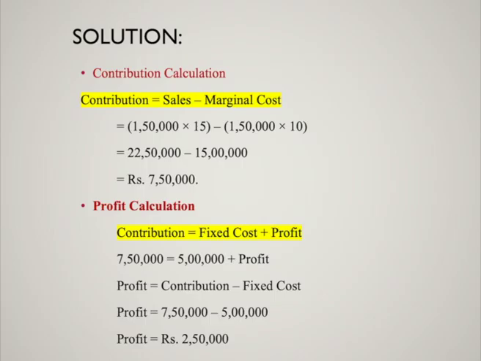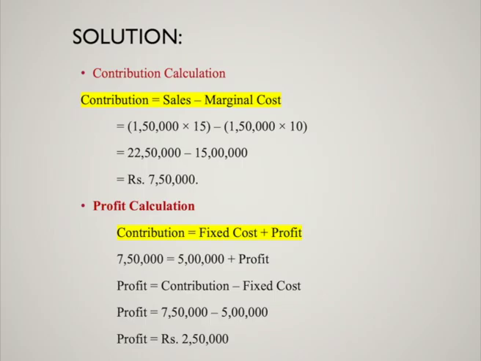So, now I will take 1,50,000 units into 15 rupees per unit, minus the same 1,50,000 units into 10 rupees of the variable cost per unit. Total sales are 22,50,000 minus 15 lakhs of the variable cost. The remaining difference amount, that is 7,50,000, is called the contribution.